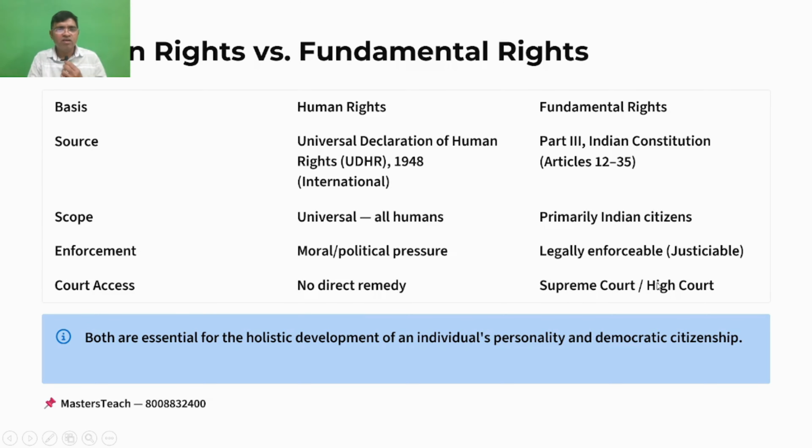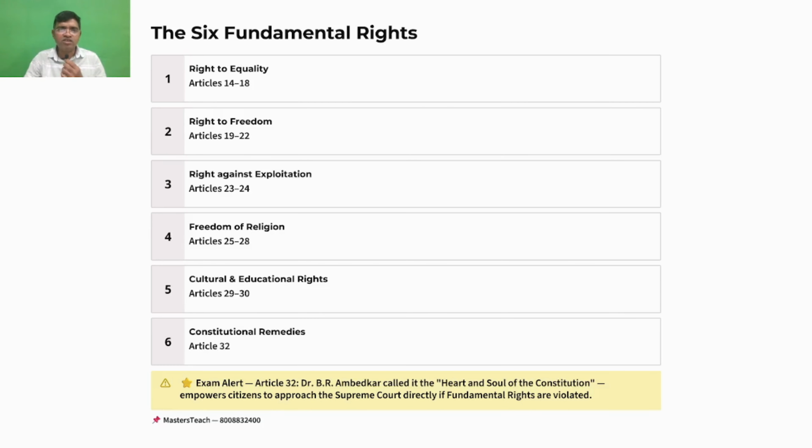Then enforcement: it is moral and political pressure for human rights, whereas fundamental rights are legally enforceable. Then court access: human rights have no direct remedy, whereas if fundamental rights are violated or not implemented, you can approach the Supreme Court or High Court. Okay, both are essential, whether it is human rights or fundamental rights, for personal as well as democratic citizenship.